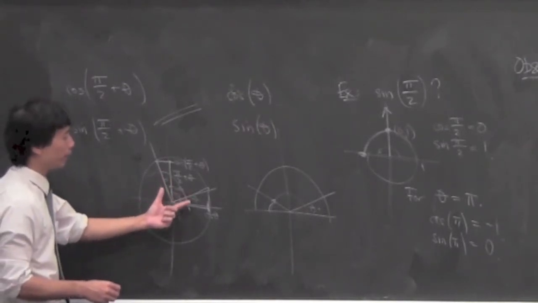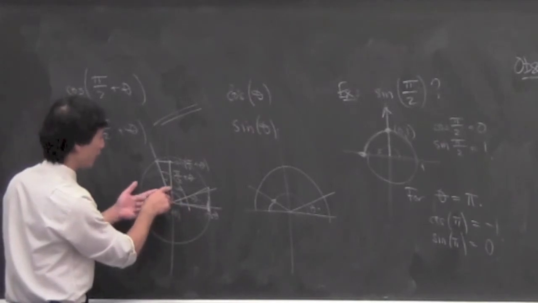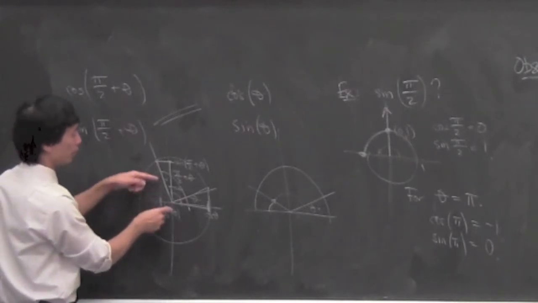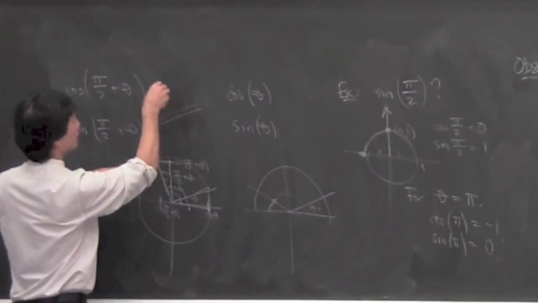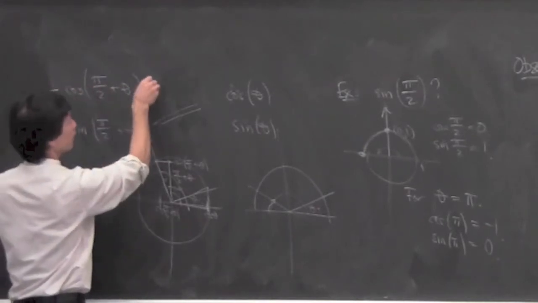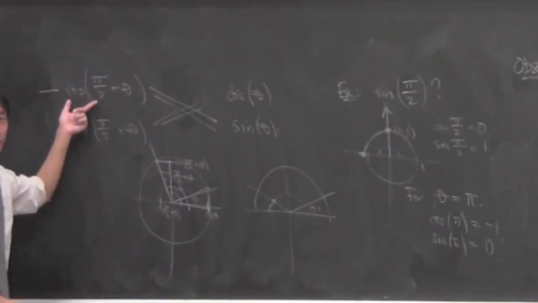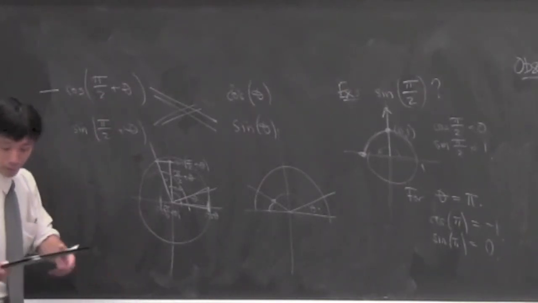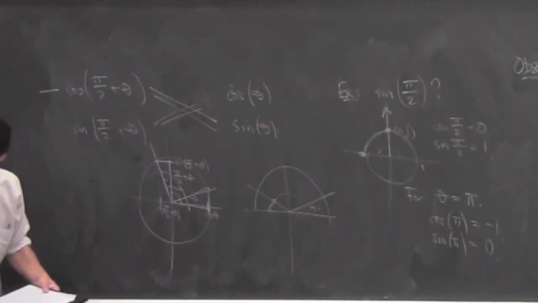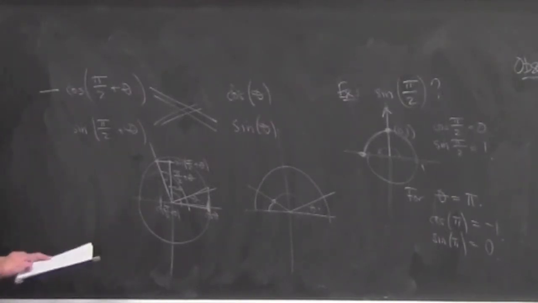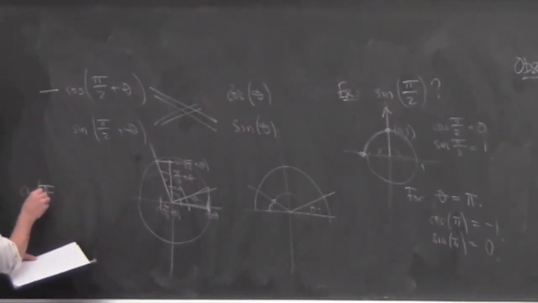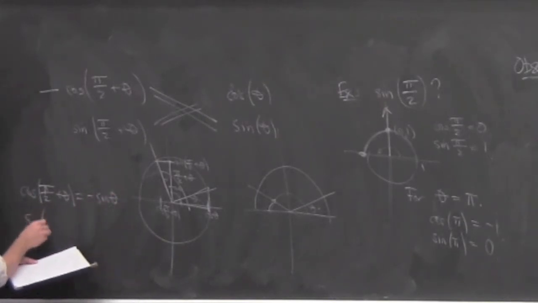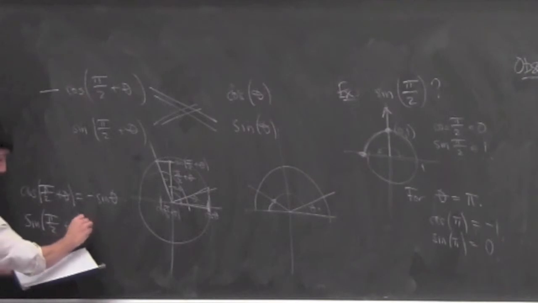And then for the other guy, the sine is this thing, and the cosine is this thing. But this is negative, so we need to put a negative sign here. So negative sine theta is negative cosine of pi over 2 plus theta. Let me write that out more cleanly. Cosine of pi over 2 plus theta is negative sine of theta. Sine of pi over 2 plus theta is actually just cosine theta.